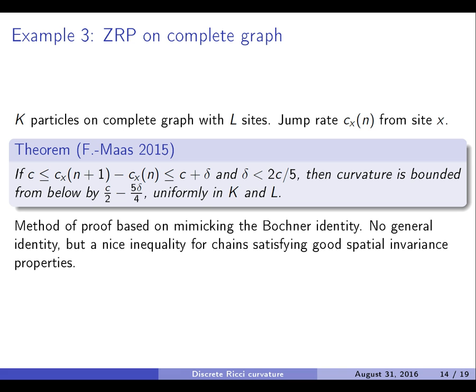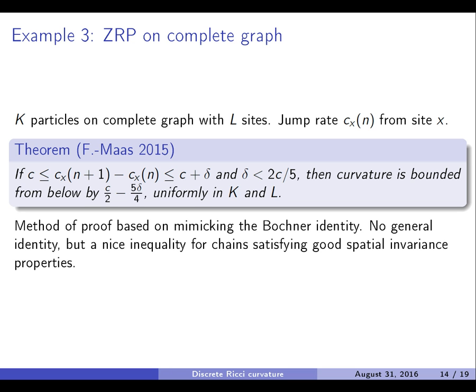Finally, the last example I want to talk about for now, which is a bit more sophisticated, is the following. You have particles moving around on the complete graph, so all vertices are connected to each other. But they're not just performing random walks. They are interacting with each other. So you have L sites on your complete graph and k particles. Given that on a site x there is a certain number n of particles, the jump rate from the site x is going to depend on the site x and on the number of particles currently present, n. If you had a linear rate c_x(n) proportional to n, this would correspond to independent walks. They don't interfere with each other. But as soon as you take a nonlinear rate, there is some interaction between your particles.